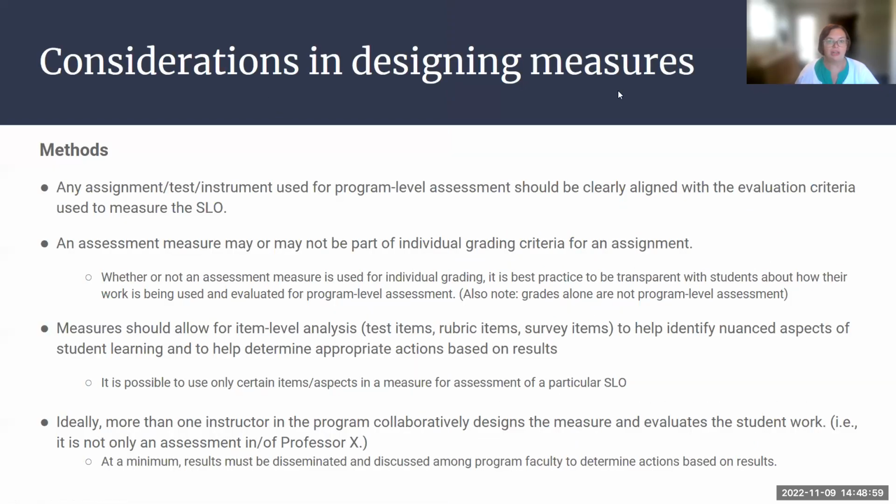Okay, some considerations. Again, these are wordy, so I won't read through all of these. But it is important to think about whether the assessment that you're using, whether it's an assignment, a test, some kind of rubric or instrument, is aligned with the outcome you're actually measuring. That might seem basic, but a lot of times we pick a measure because it's easy, or because it already exists, or because Professor X is the only one that teaches this course, and this is the assignment that he assigns, and that's what we're going to use.